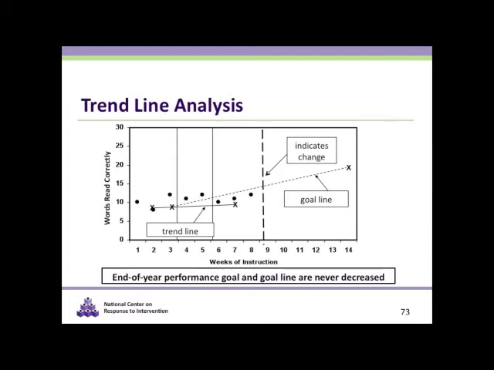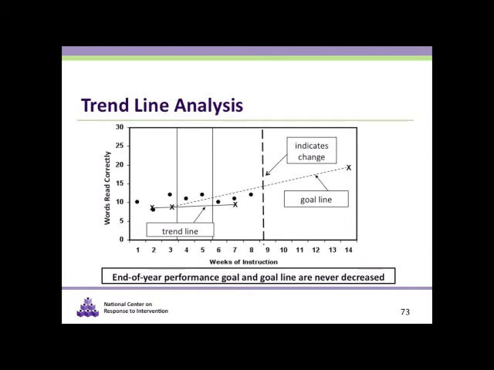A trend line below the goal line indicates that student progress is inadequate to reach the end-of-year performance goal. The instructional program should be tailored to bring a student's score up. The point of the instructional change is represented on the graph as a dotted vertical line. Again, this allows teachers to visually note when the student's instructional program was changed.